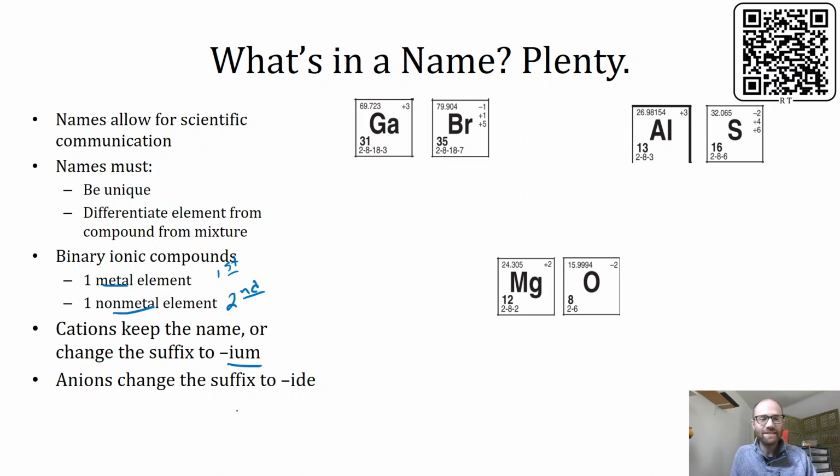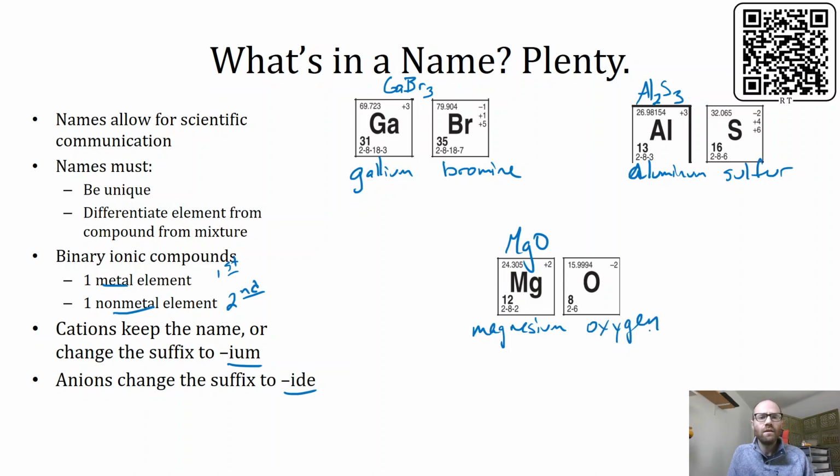For the cations, either you keep the name the same or you change the ending to "ium." Usually you just keep the name the same. And for the anions, we change the suffix to "ide." So we're not going to worry about the chemical formulas. I can copy them over from the previous slide if you want. But instead, we're just looking to develop the name, so I'm just going to write down the element names for each of these. And in each case, the ending will change to be "ide."